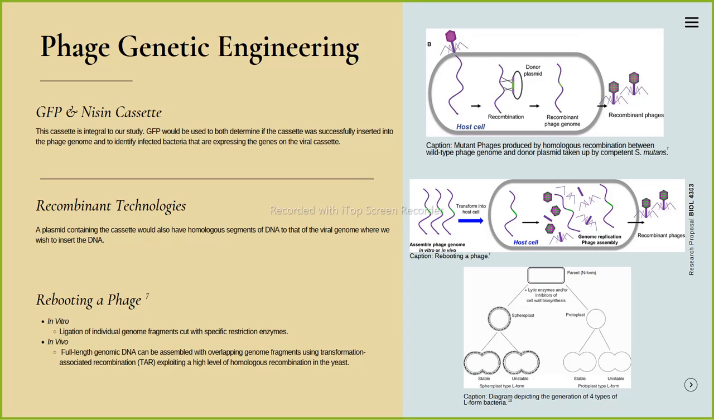This would also, as I just mentioned, allow us to insert the cassette, allowing us to have the bacteria biosynthesize the GFP, nisin A, and the enzymes needed to post-translationally modify nisin A into the active forms of the peptide. And if you guys are interested, there are 5 different enzymes that do this modification, known as NisZ, NisB, NisC, NisT, and NisP.